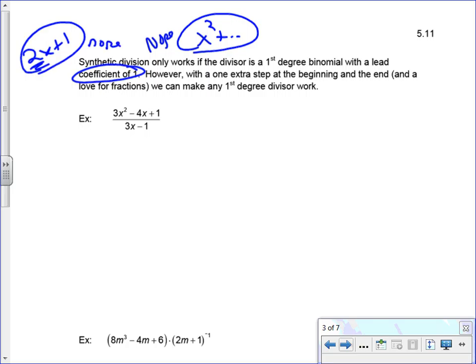All right? However, we can do one little step at the beginning, and we have to do a little step at the end, and we have to not worry about fractions. They're not going to be terrible, and then we can use it. So here's the step that you do. This problem has this coefficient of 3. So what I'm going to do is I'm going to divide the denominator by 3, and I'm also going to divide the numerator by 3.